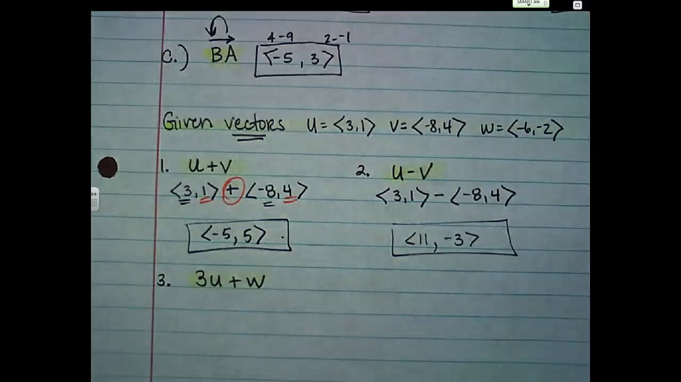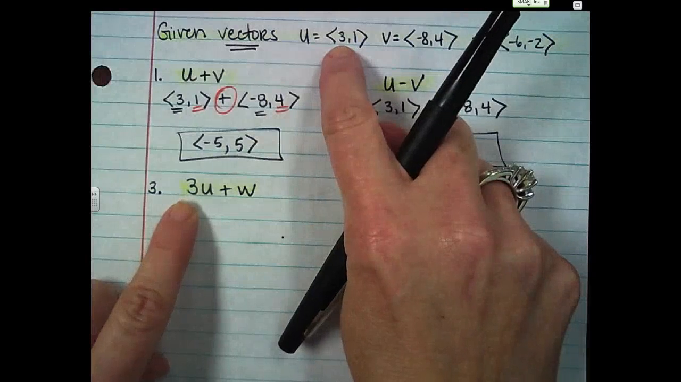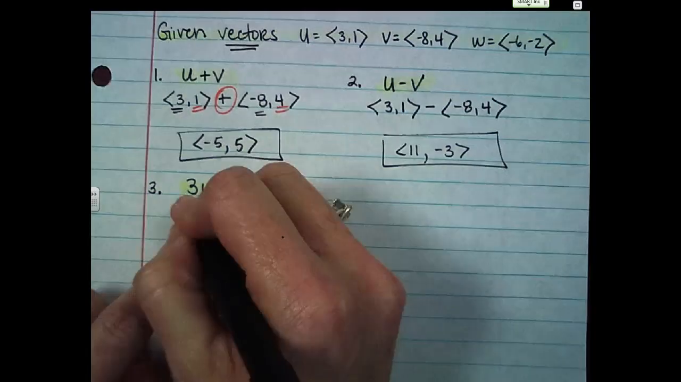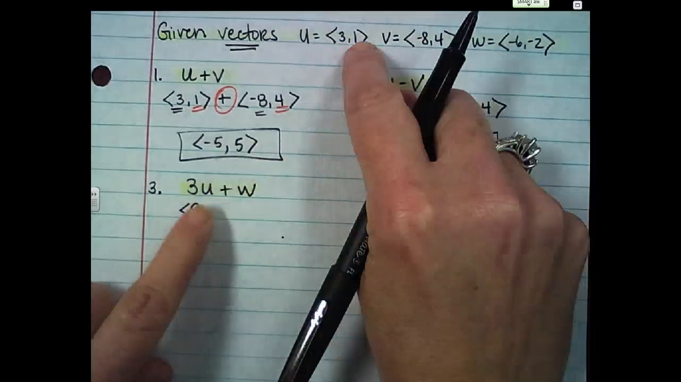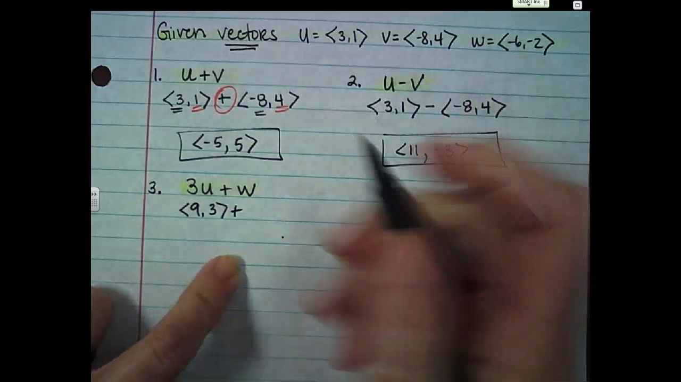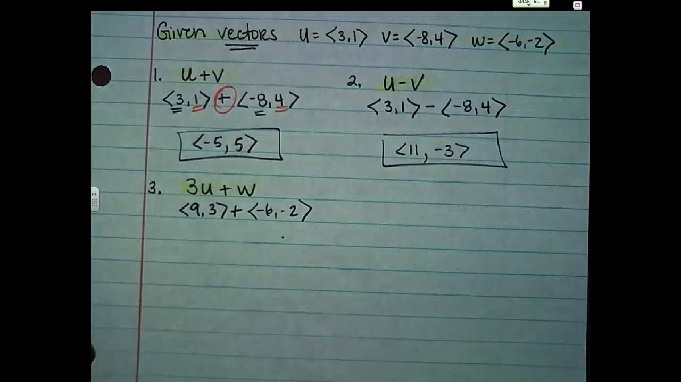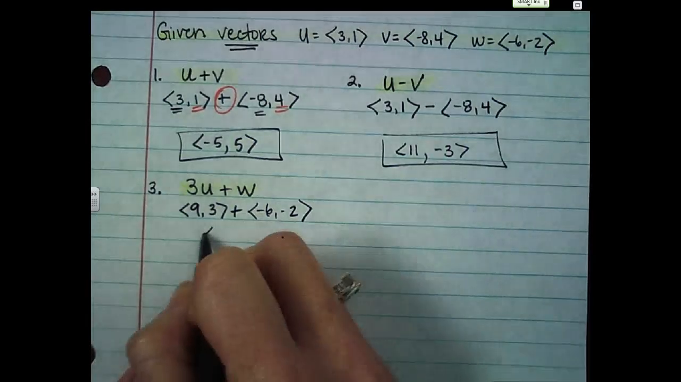Okay, so you have to multiply 3 times whatever vector u is. So I'm going to write down 3 times the original vector, so that gives me 9, and 3 times 1 is 3. Plus w, which in this case would be -6, -2. So you just add them together. So you get vector 3, 1.